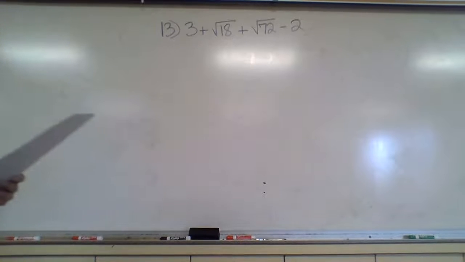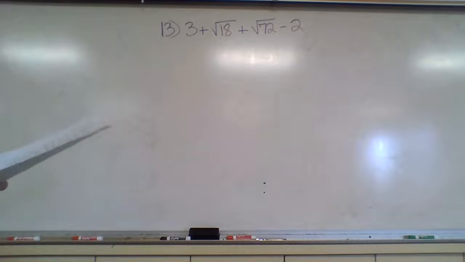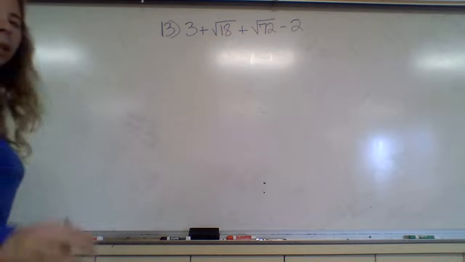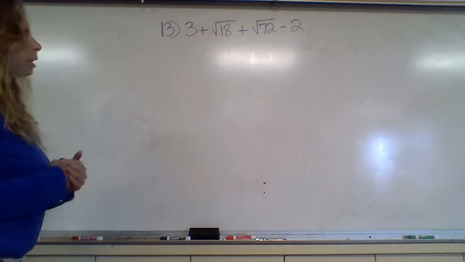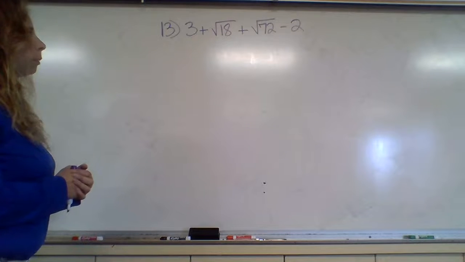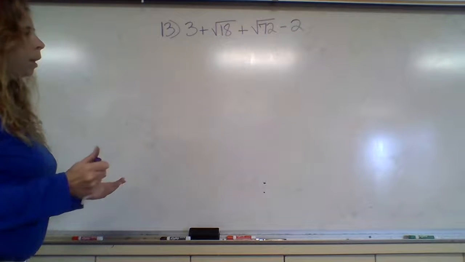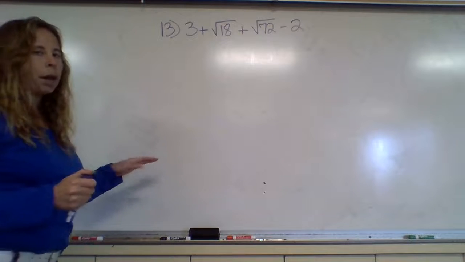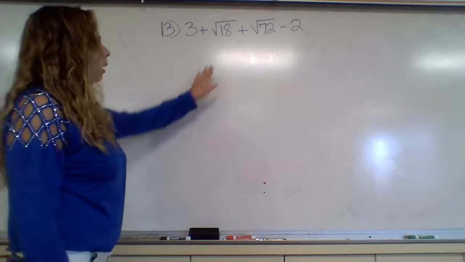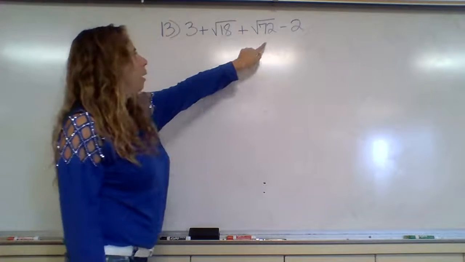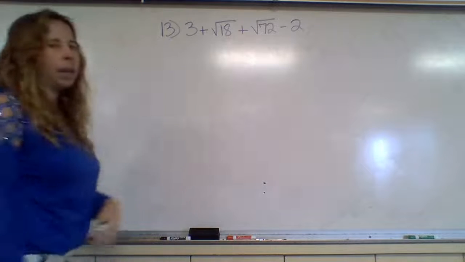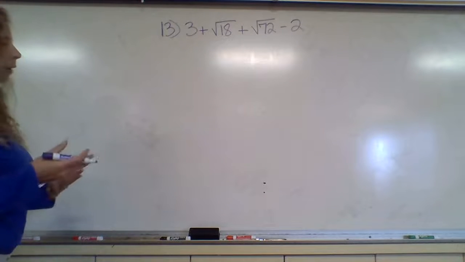Okay, here's number 13. Simplify. So don't let how a problem looks freak you out. Remember, one thing at a time. I want you to start out by simplifying your radicals. If these were prime numbers, you would not have to do anything. But these are not prime. So let's start with 18. So you're going to do the prime factors of 18.